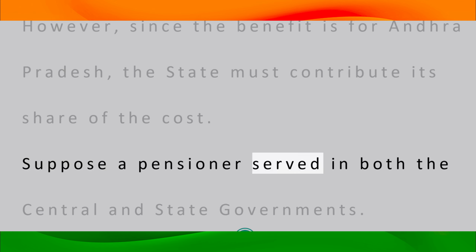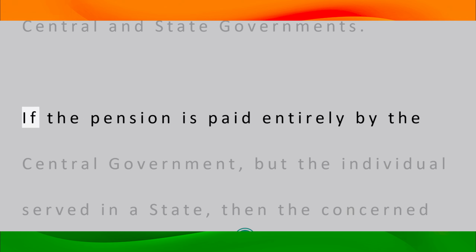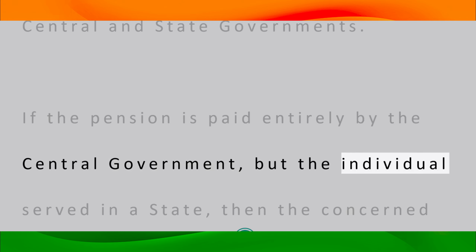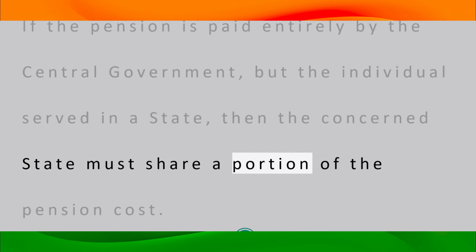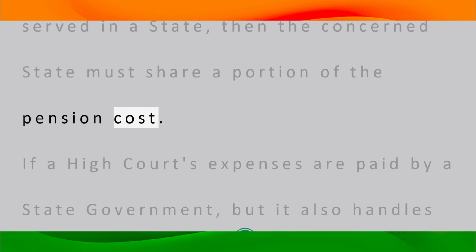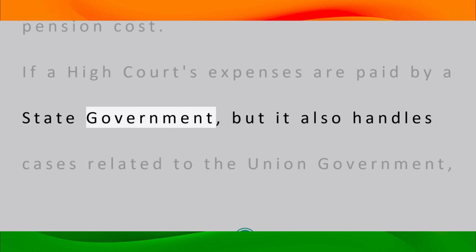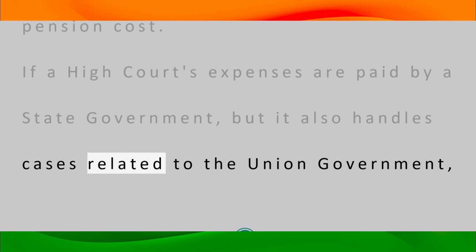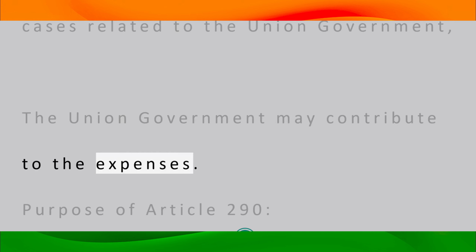Suppose a pensioner served in both the central and state governments. If the pension is paid entirely by the central government, but the individual served in a state, then the concerned state must share a portion of the pension cost. If a high court's expenses are paid by a state government, but it also handles cases related to the union government, the union government may contribute to the expenses.